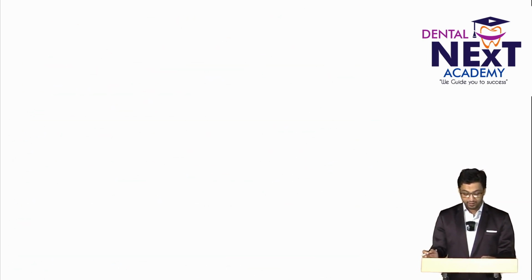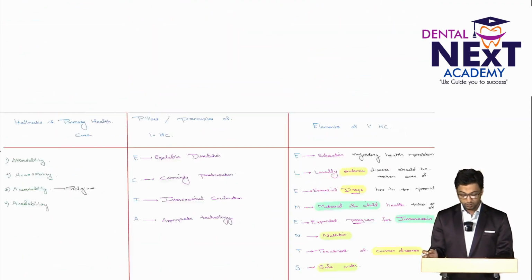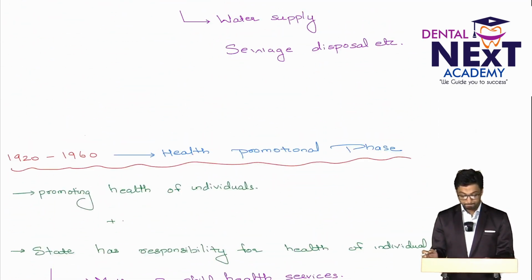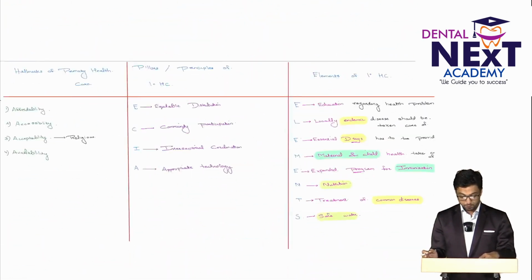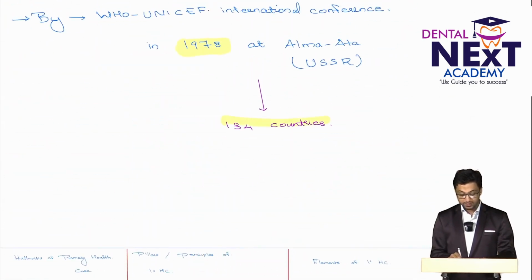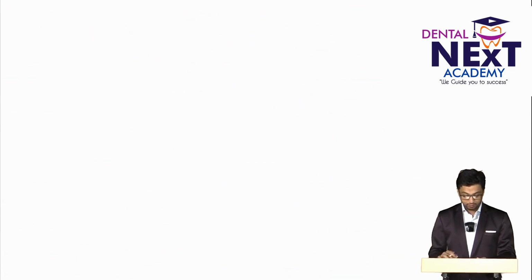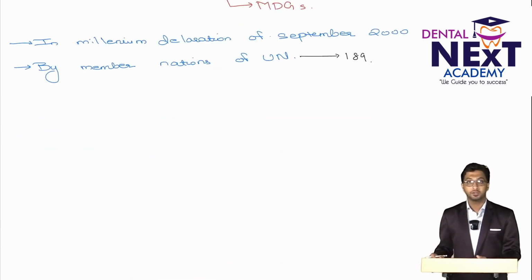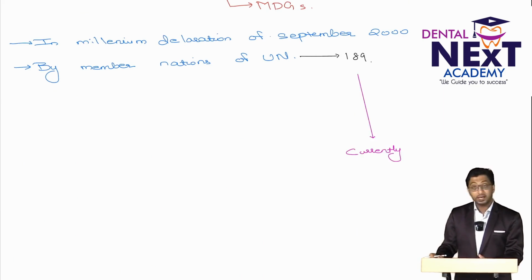There we studied that initially it was 134, isn't it? 134 countries initially. Now when it came to 2000, it became 189 countries. So currently how many countries are there? This is one thing which you need. 193 countries are there.